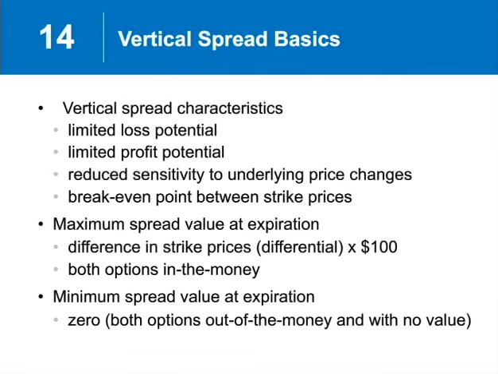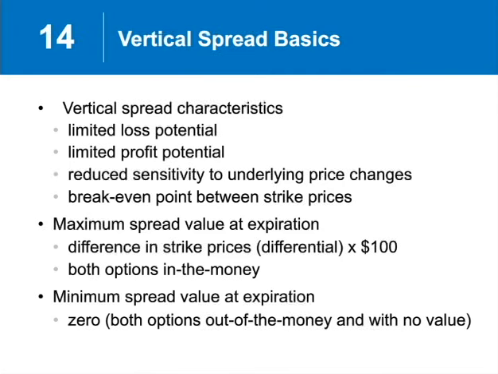Limited loss potential, limited profit potential. The maximum spread value of one of these vertical spreads, and this is an important point, at expiration is the difference between the strike prices. Okay, that's the maximum potential value. So if you've got a 20-25 call spread, the difference between the strikes would be 5 points. Maximum value at expiration would be 5 points. If you paid, let's say, 2 points for that spread, potentially you can make up to $3.